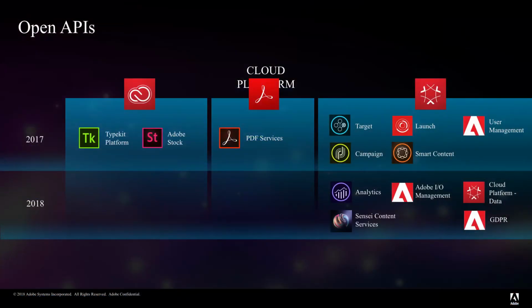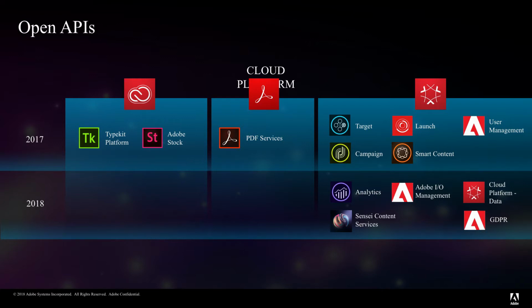So here's a quick look at the APIs that are currently available on Adobe I/O. We have the I/O console, which you can access from adobe.io. And we started with some of the Creative Cloud APIs early on. So we have Typekit and Adobe Stock. There's PDF services, and you'll see 2018 was really the year where we started to add a lot more APIs, and you'll see this list growing.